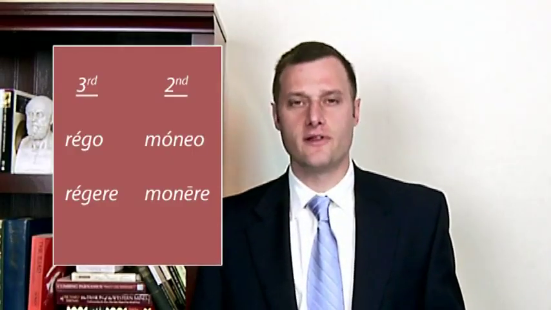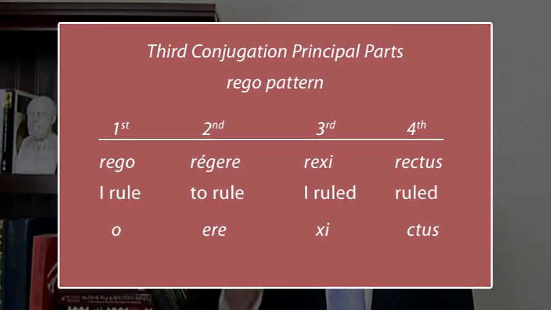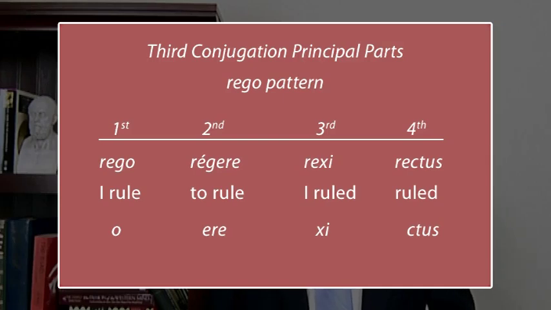So the pattern you'll normally see, and this is going to be our example verb, is rego, regere, rexi, rectus. So notice I'm saying rego, regere, not regere, because that E is not long in the second principal part. So it's rego, regere, rexi, rectus.